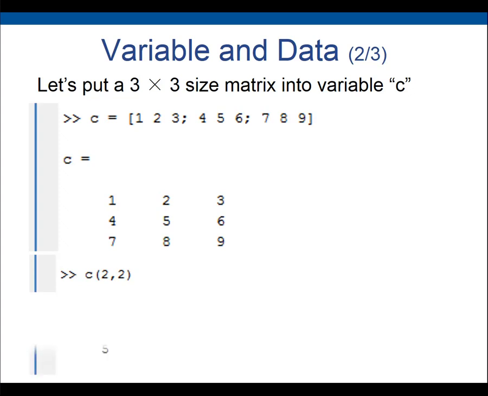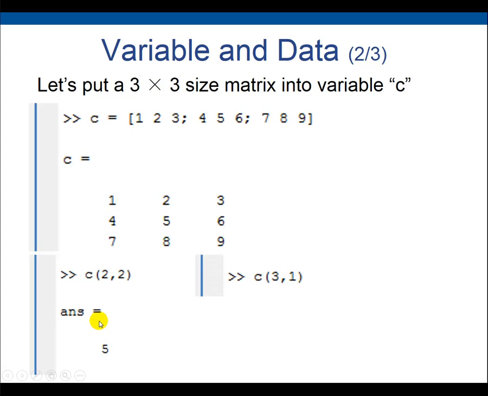Well, in this case, the answer is 5, right? So this is the index: second row and the second column. First row, second row, third row. First column, second column. So this is 5, right?